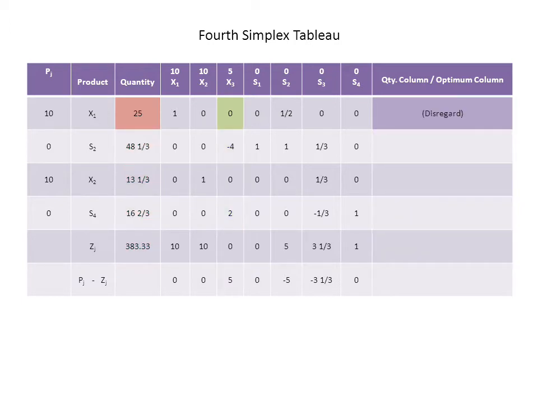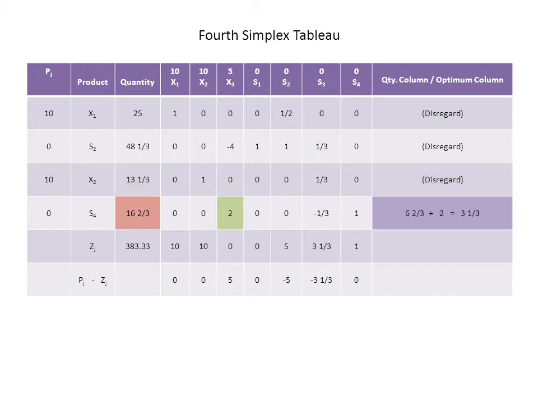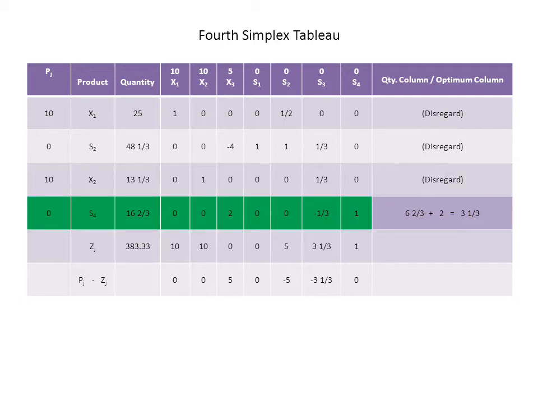We find now again the pivot row by dividing the quantity column by the optimum column. For the first row, we disregard the value since it is 25 divided by 0. Second row, we have a negative quotient, so disregard. Third row, disregard. And fourth row, we have a positive quotient. So we set row 3 as the pivot row.